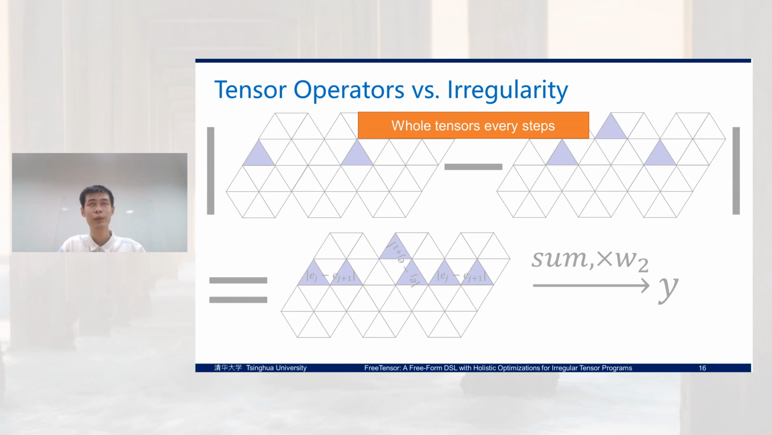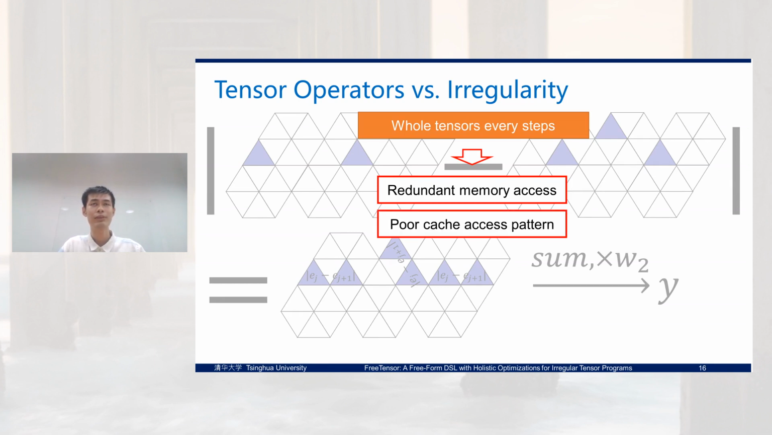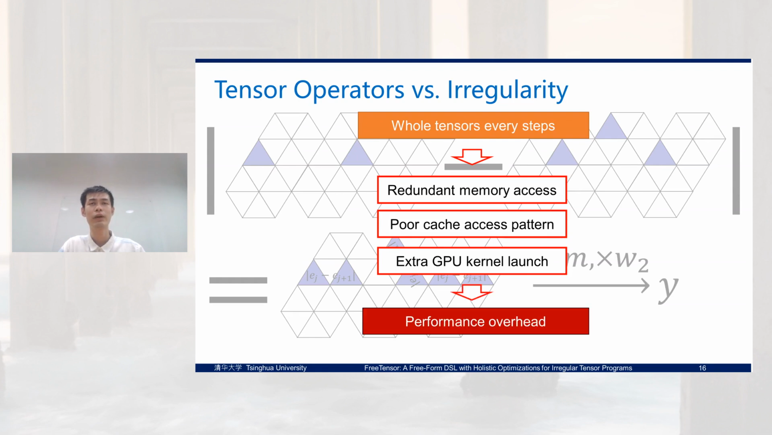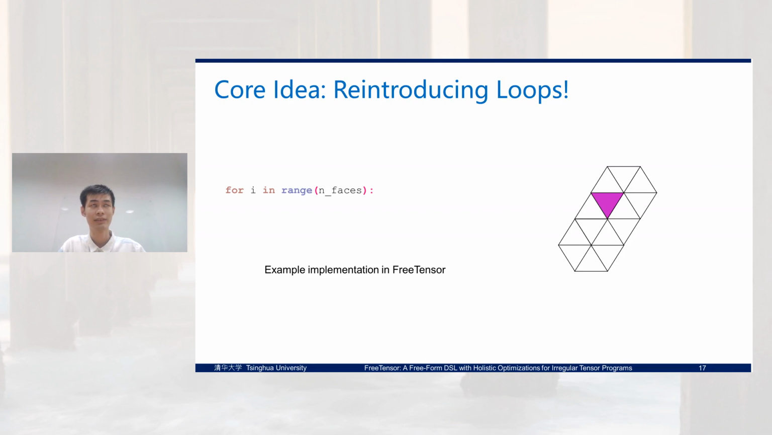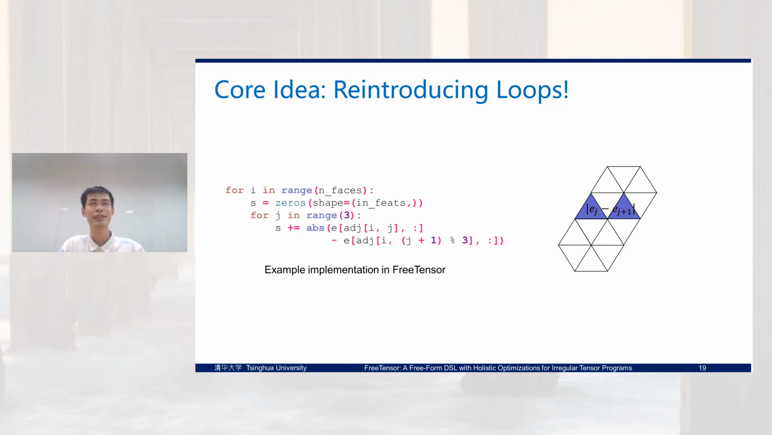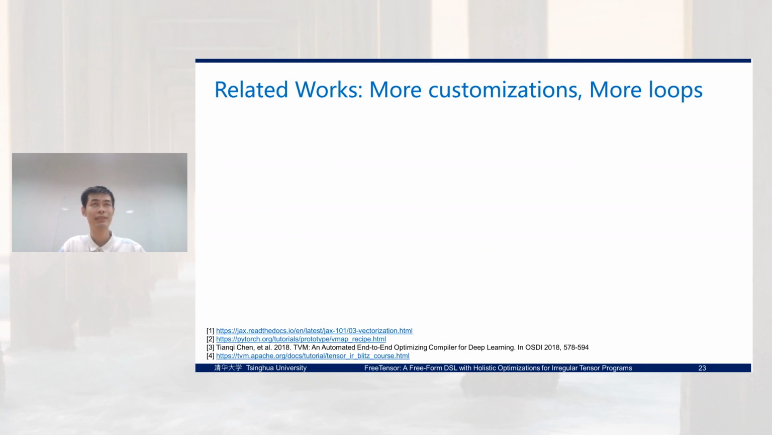In this example, we apply each operator on a whole tensor, which leads to redundant memory access, poor cache access pattern, and extra kernel launches if we are using a GPU, and they all contribute to performance overhead. Instead, in FreeTensor, we support programming directly with conventional loops. We loop over all faces, and then loop over all its neighbors, and directly compute the circular difference. Finally, we multiply the result by a weight matrix and store it back.